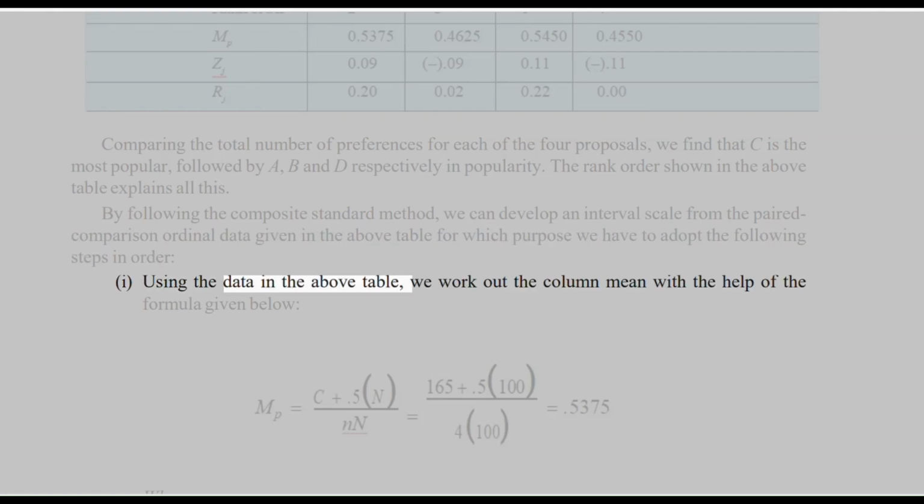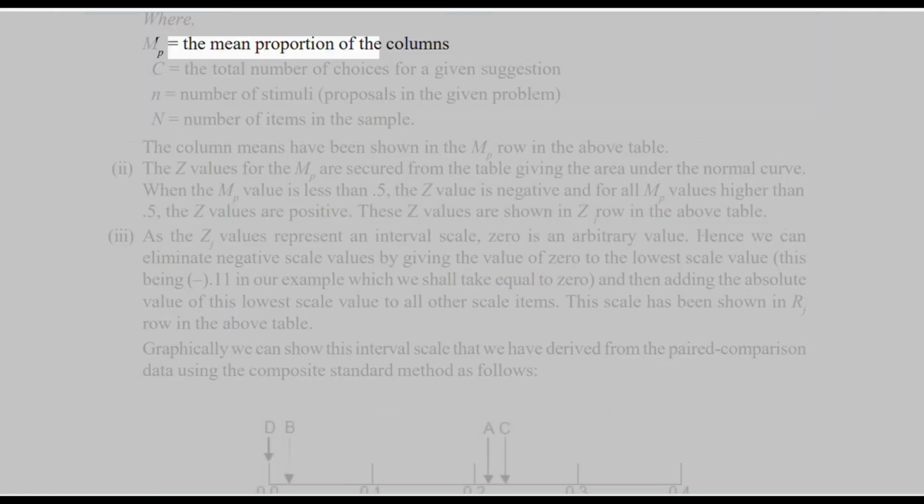1. Using the data in the above table, we work out the column mean with the help of the formula given below. NP equals C over nN, where NP is equal to the mean proportion of the columns, C is equal to the total number of choices for a given suggestion, n is equal to number of stimuli, proposals in the given problem, and N is equal to number of items in the sample. The column means have been shown in the NP row in the above table.